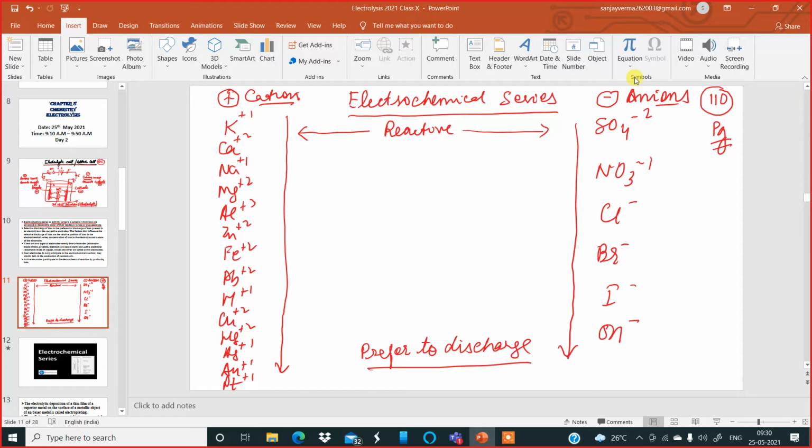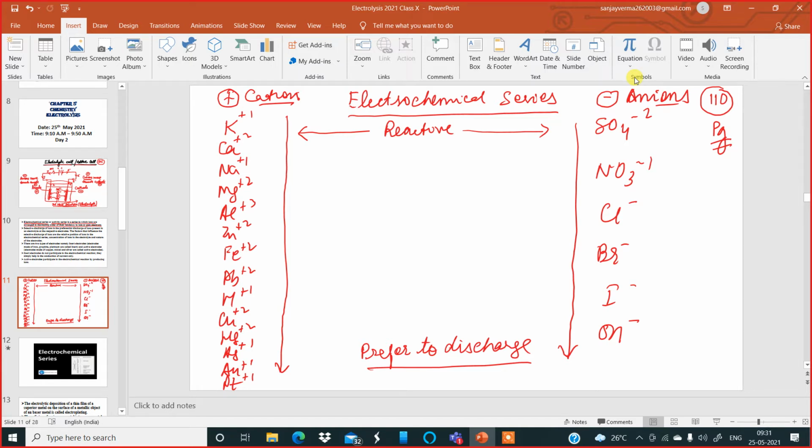The ions which are placed at the bottom, they prefer to discharge. What does this mean? They want to lose the charge and become neutral. Are you getting it? Because they are less reactive. Am I clear? This is called the electrochemical series, and you must learn this order by heart.